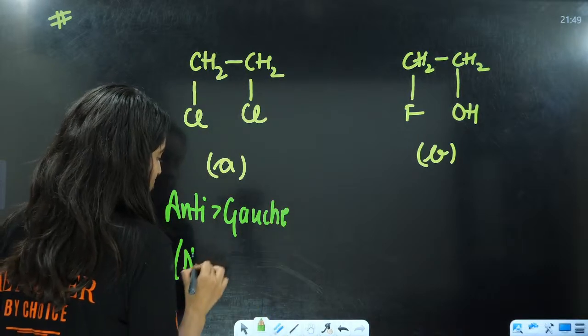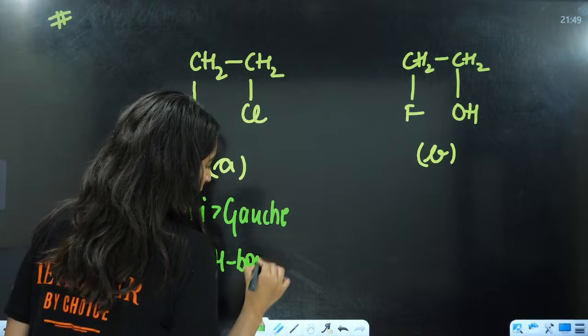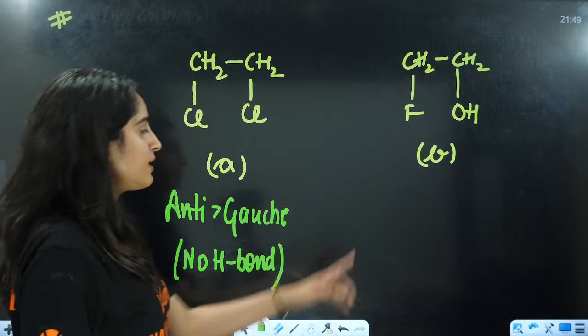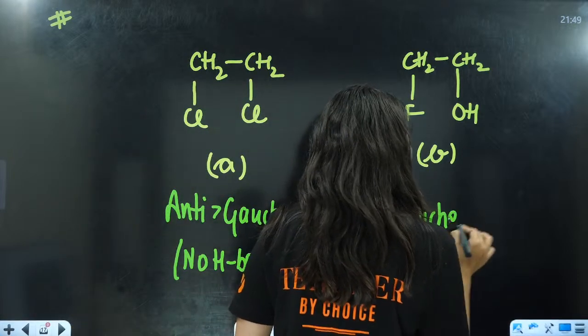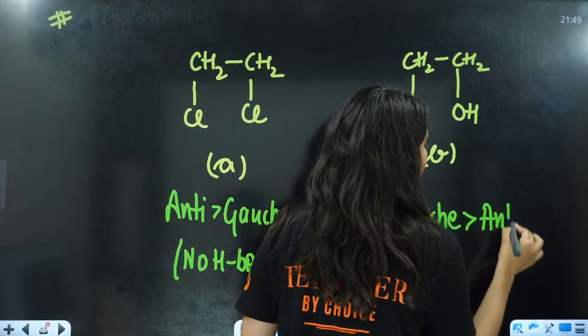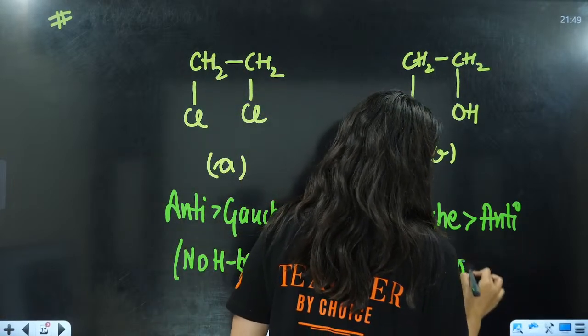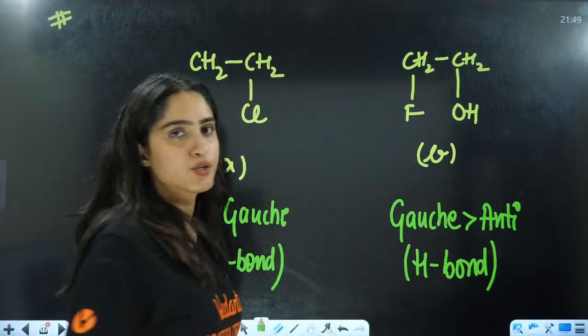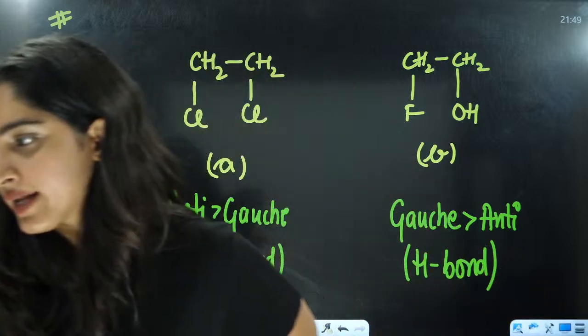No hydrogen bonding. And in this case, you have gauche is more stable as compared to anti because here you have hydrogen bonding. So is this clear to all of you? It has hydrogen bonding. That is why it is more stable.